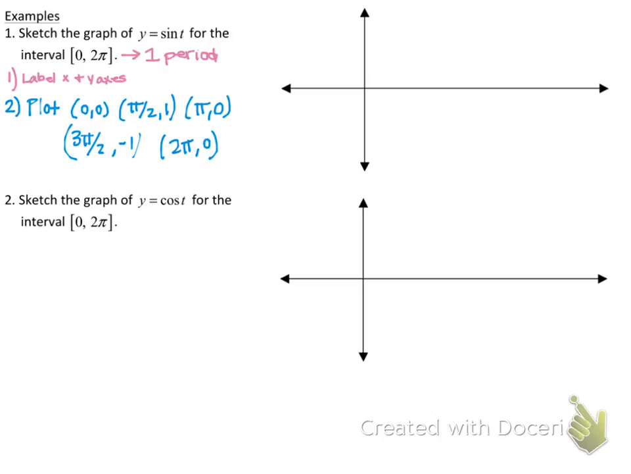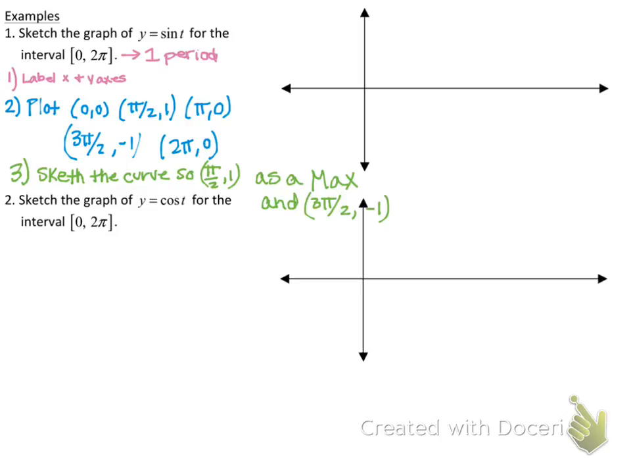So then the last part of this is to sketch a curve. So you're going to sketch the curve so we have pi over 2, 1 as a max and 3 pi over 2, negative 1 as a minimum. And if you look at the graph you have on the page before, all of these things apply as we graphed it.